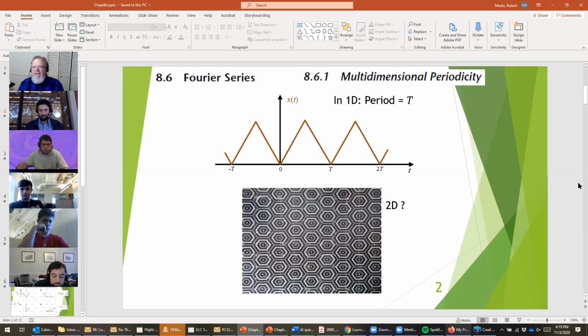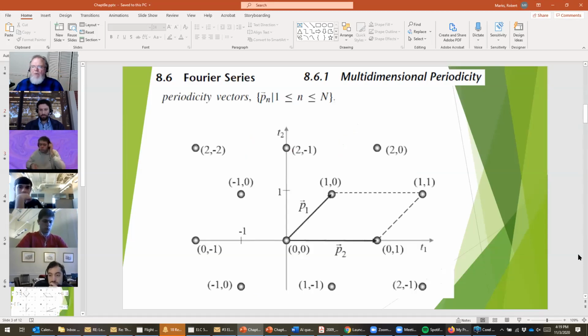So how do we extend that to a 2D signal like this hexagonal grid here? How do we characterize it? In 1 dimension, we characterize it with the period T. What do we need to characterize it with in higher dimensions? We're going to look at the 2-dimensional case, and I think you'll see it generalizes very nicely to higher dimensions without much problem. The way we do it is as follows.